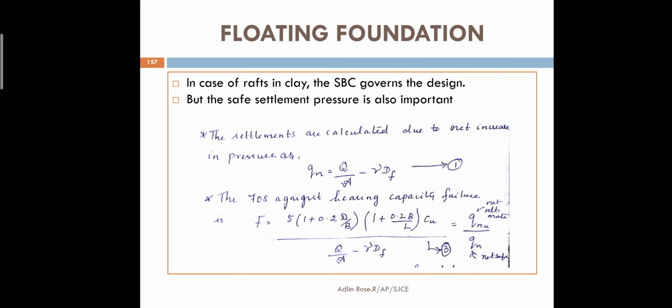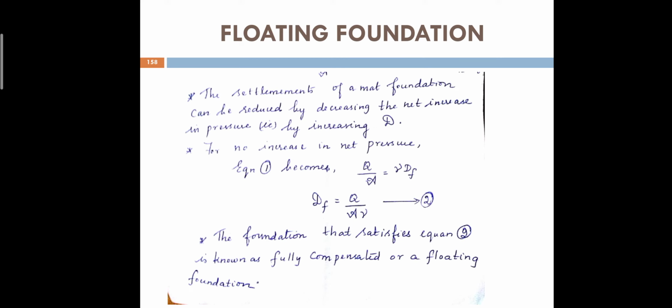So this is the idea of the floating foundation. The numerator is made to be 0. So the factor of safety becomes infinity. Okay. So that is the main idea for floating foundation.